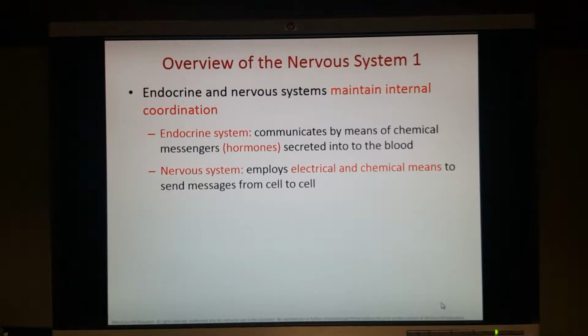So the endocrine system communicates throughout your body using hormones that are secreted into the blood, and so it uses your circulatory system as its pathway around the body. The nervous system has its own pathway made of the cells that make up the nervous system to translate electrical and chemical signals to different parts of the body.